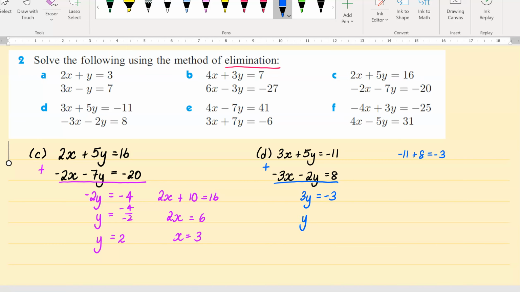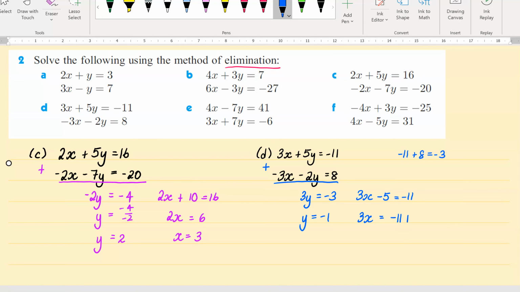And therefore, to get rid of a times 3, we divide by 3, we've got minus 1. Let's pop that back in and find our x value. So we've got 3x. 5 times negative 1 is negative 5, equals minus 11. So I've got 3x equals minus 11.